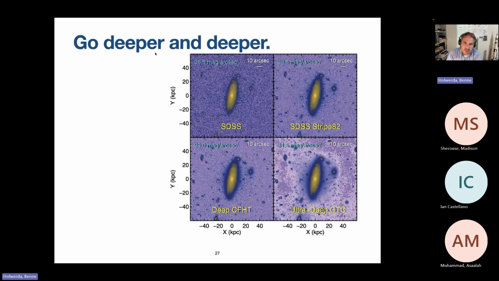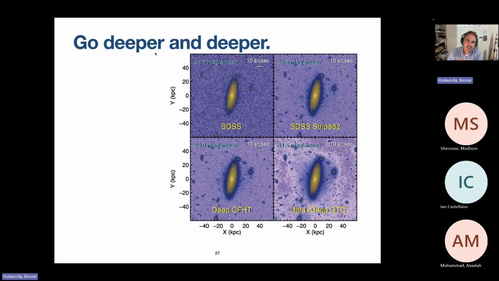And as you can see, top left is Sloan. Sloan Stripe 82 is sort of like an extra deep version of Sloan. And then with the Canadian French Hawaiian telescope, honest to God, that's what it's called because it's built by Canada and France and on Hawaii. So it was a sort of consortium. But that's a very good deep imaging telescope. So it goes down to 29th magnitude per arc second. So it goes even deeper. And then with Granticam, which is on the Canary Islands, they went even deeper still.